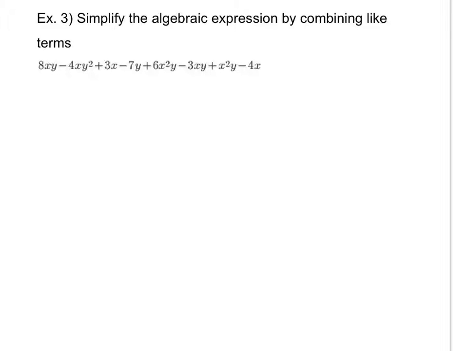We cannot combine it with x squared y's. We cannot combine it with xy squareds. We can only combine it with xy's. So how many xy expressions have we got? Okay. This one has the xy. So we have 8xy minus 3xy. So that gives you 5xy. Okay, the variable part has to be exactly the same.